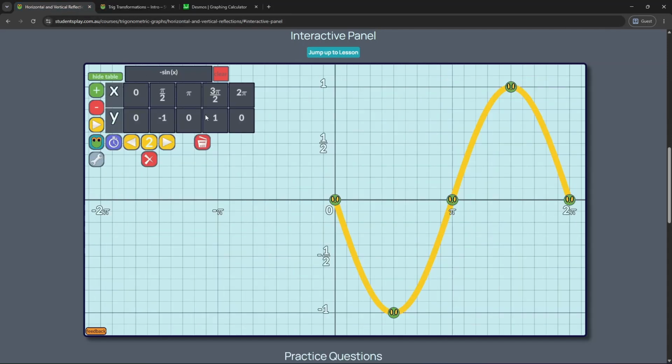Now let's look at the only other reflection, which is instead of, let's clear this one.